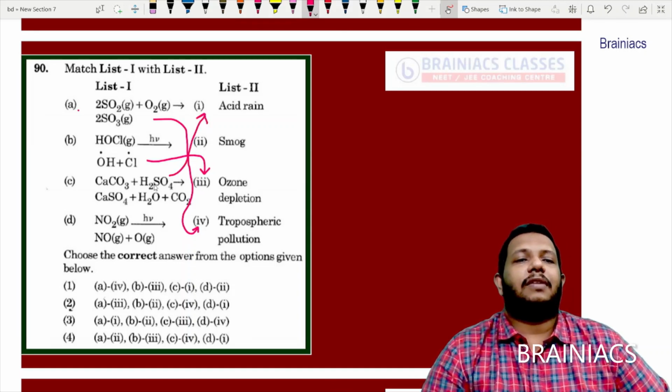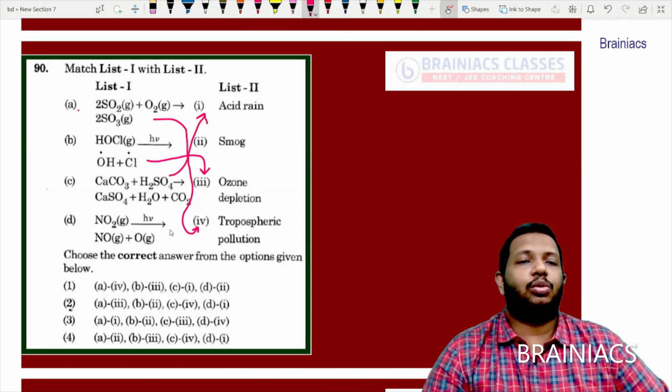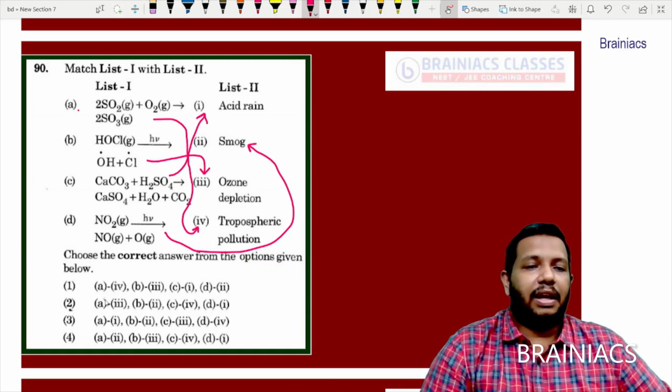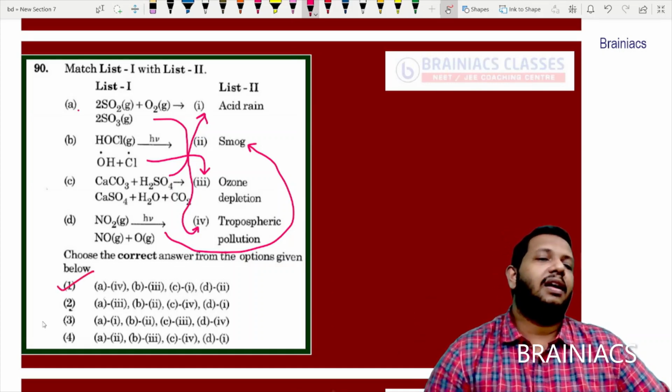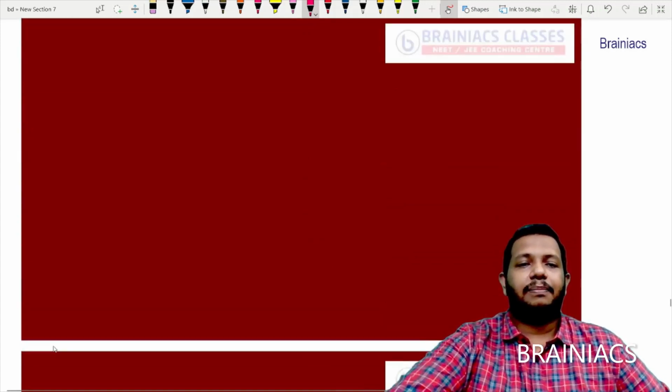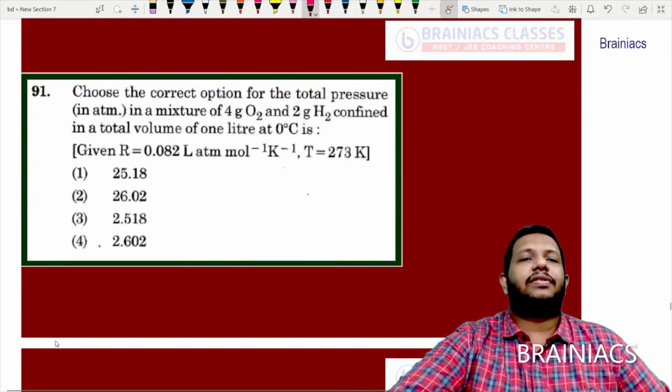So from this itself, I can easily say the answer. NO2 and NO will result in smog. So I can say that is this one. So first one, A is 4. A is 4 is present only in option 1. So from that itself, I can get the answer. So the answer is first one. Clear?